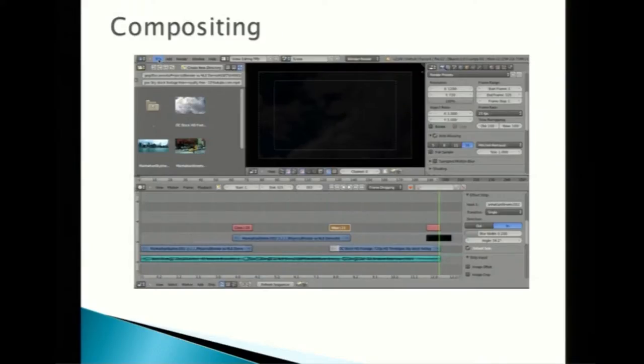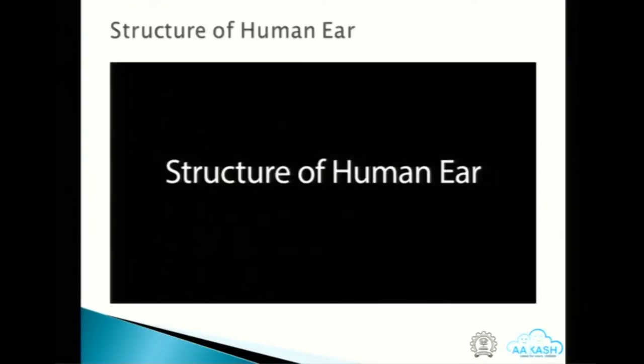After the animation, in compositing, we add the text and audio with the animations. For the visual part, the text should appear on the animation. We do all of this in compositing software. Now I'm going to show you one animation of the ear.